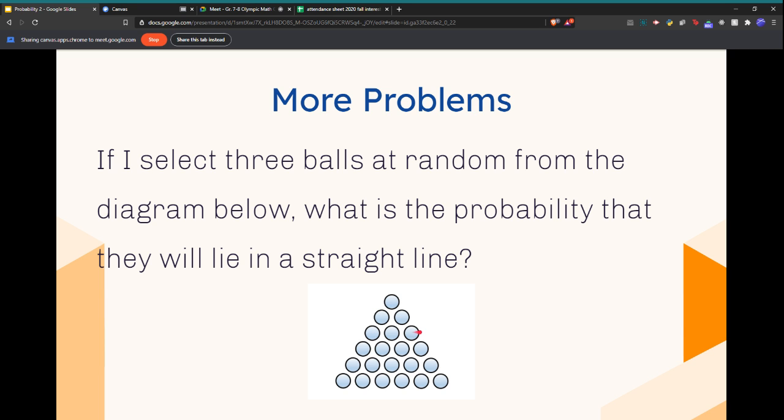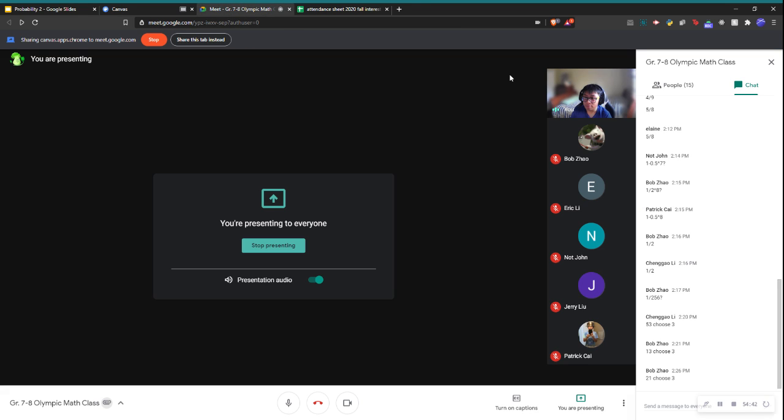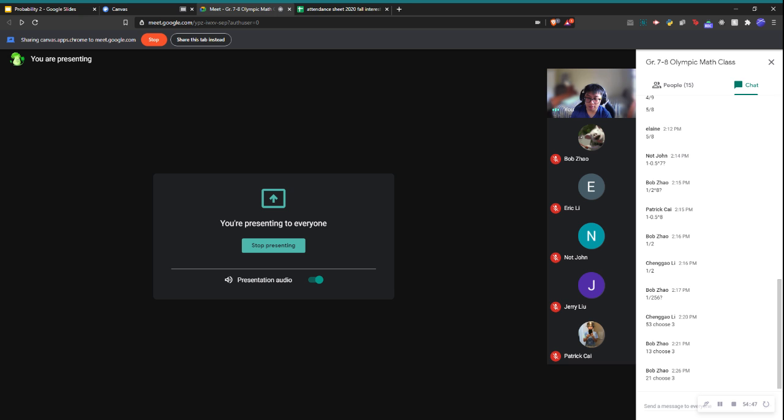I'll just count them myself. I believe there are 21 balls in the diagram. So 1 plus 2 plus 3 plus 4 plus 5 plus 6. That should give you 21.